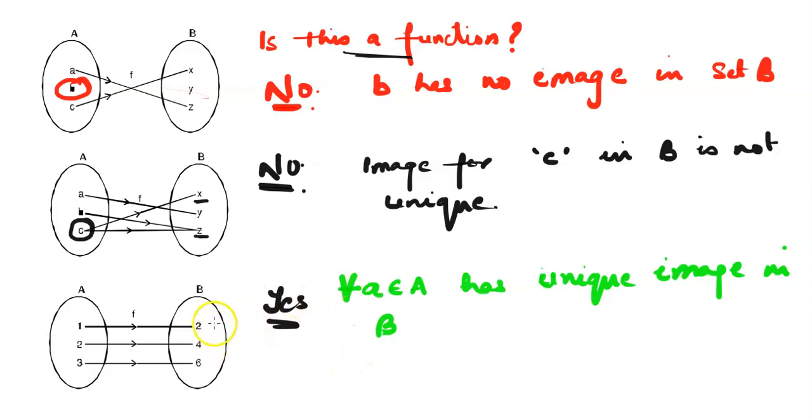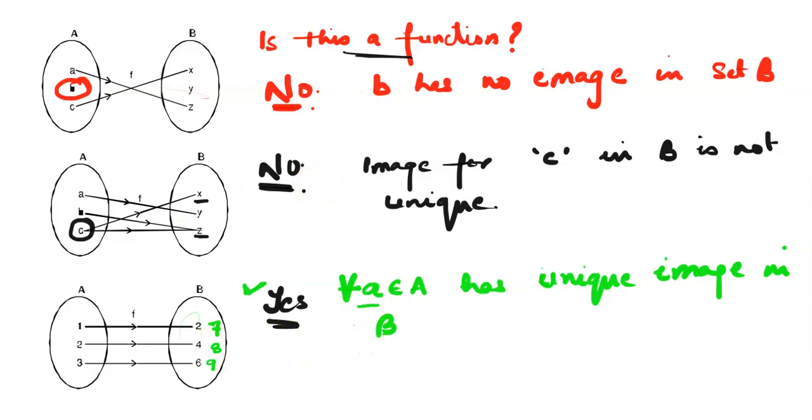What if there were 4 more elements in this? Would that still be a function? And the answer remains yes. So it doesn't matter whether the elements in B do not have any corresponding relation from set A. As long as each element of set A has some unique relation in set B, then it is called a function.